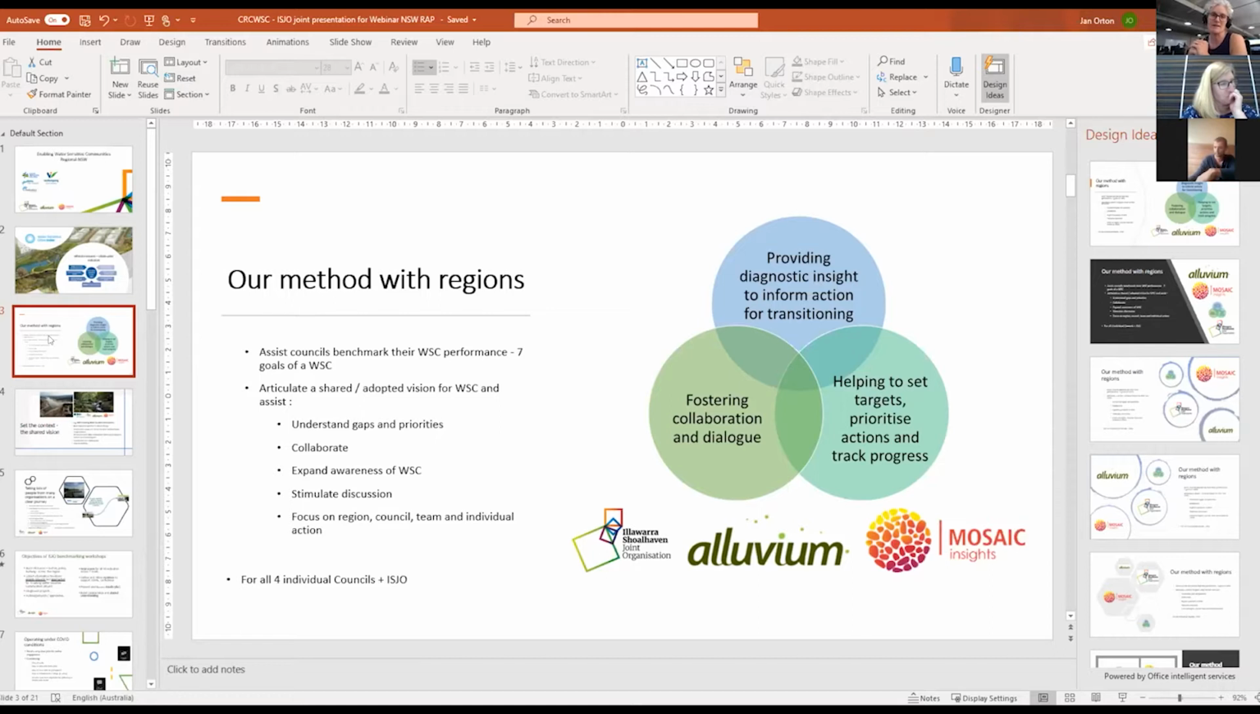It helps to really expand awareness of water sensitive cities for those councils that might be quite under-resourced, and to think about what opportunities there are to share. It stimulates discussion, of course, and as I said, it focuses on the whole of region, council, team and individual, and what actions could be taken. We ran the benchmarking workshop for all 4 councils and the ISJO as a whole. The ISJO is the Illawarra Shoalhaven Joint Organisation. And then we ran the Transition Dynamic Framework just with the region across the Illawarra Shoalhaven.